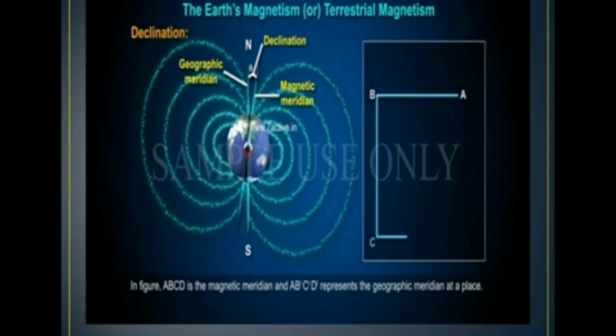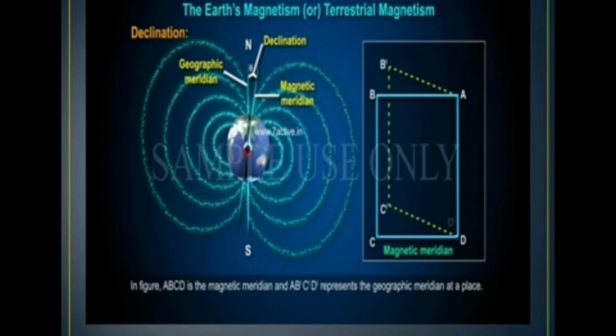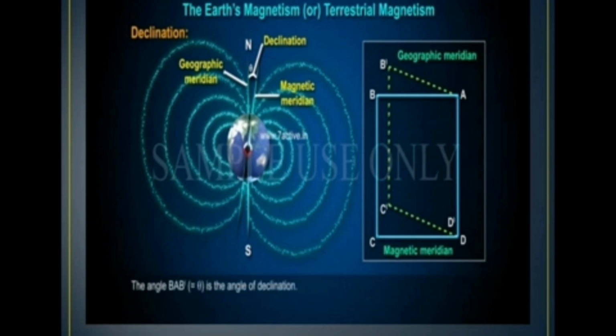In the figure, ABCD represents the magnetic meridian and A dash, B dash, C dash, D dash represent the geographic meridian at a place. So it is already shown in your book. Okay, these are the two meridians, geographic meridian and magnetic meridian. There is a gap, that is taken as theta. So the angle B dash equals theta, that's the angle of declination.